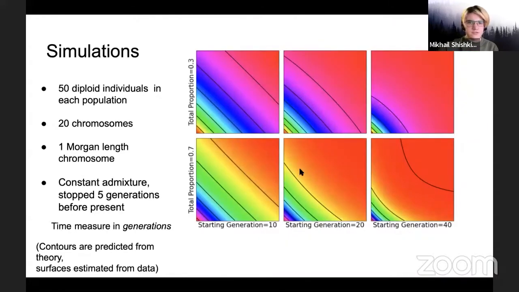We also did some simulations with a constant admixture scenario. The constant admixture stopped 5 generations before present, and we varied the starting generation and total proportion. You can see that short constant admixture cases also can be hard to distinguish from a one pulse scenario.